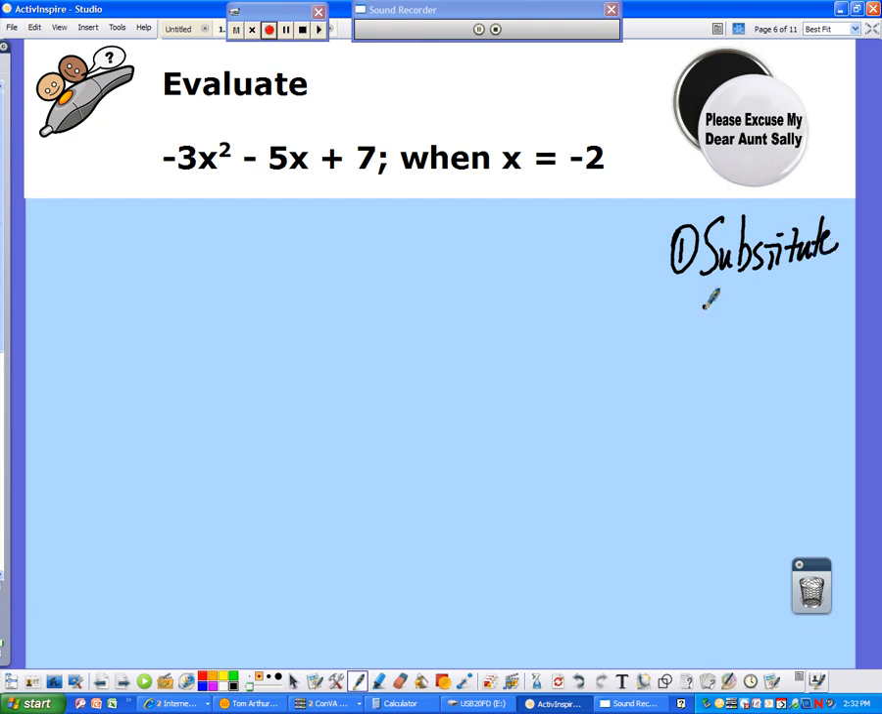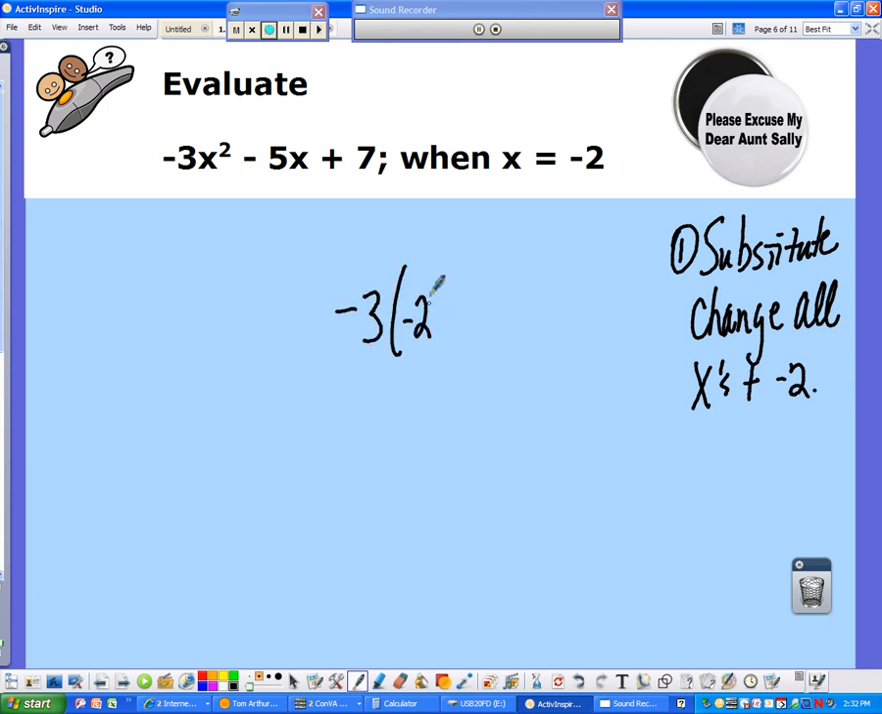We're going to change all of the x's to negative 2. So we're going to have negative 3, the x is squared, so we need negative 2 squared, minus 5 times negative 2 plus 7. So remember, if we take care of the parentheses first, we already have it down to one number, and we already have this one down to one number.